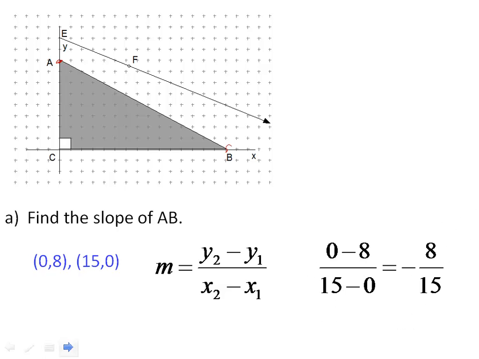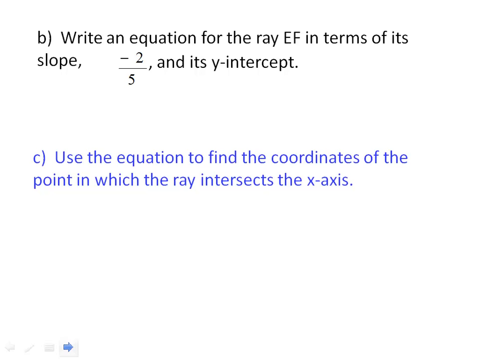0 minus 8. So we're doing 0 minus 8. It's negative 8. And then 15 minus 0, 15. So negative 8 fifteenths is the slope of AB. Write an equation for the ray EF in terms of its slope, negative 2/5, and its y-intercept.